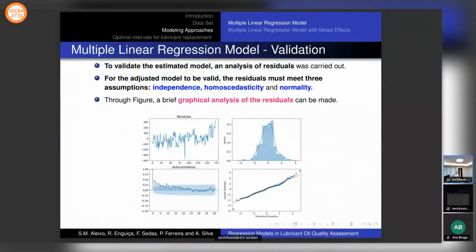We should validate the regression model, adjusting this, seeing that the residuals must meet 3 assumptions: independence, homoscedasticity, and normality. And we first made a graphic analysis of the residuals.